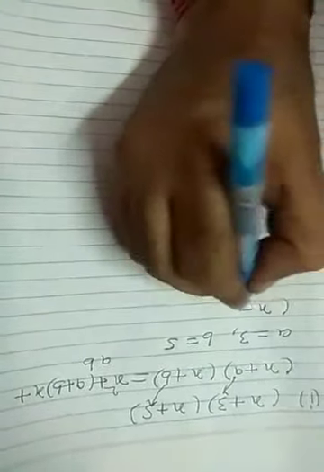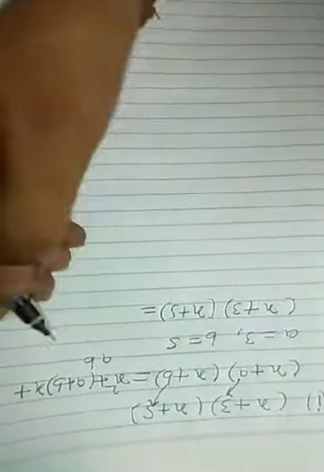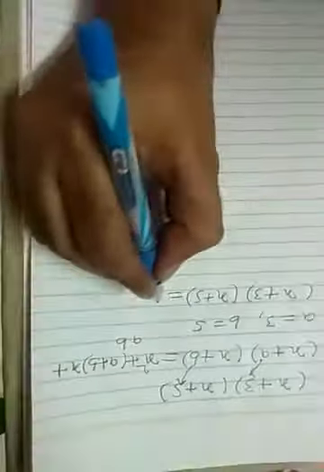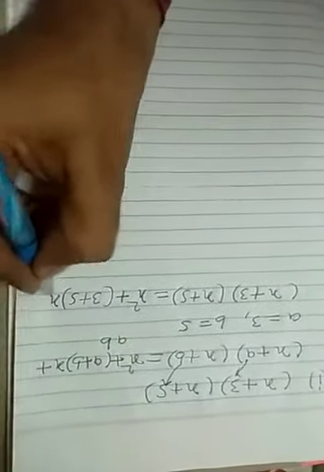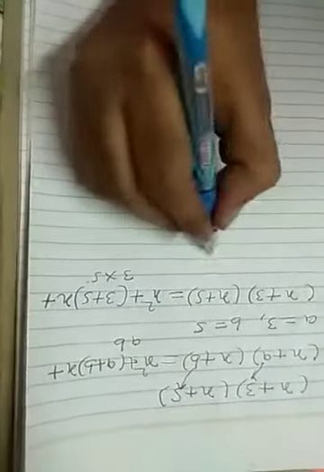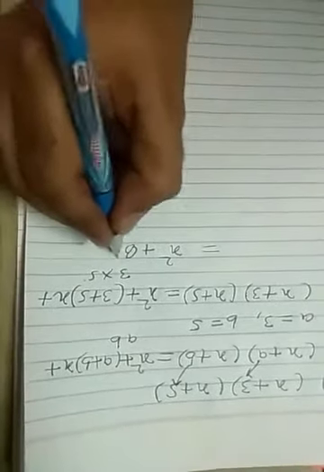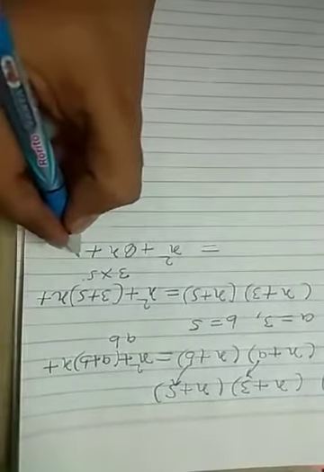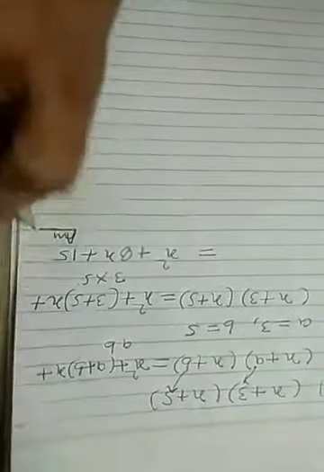So we get (x + 3)(x + 5) = x² + (3 + 5)x + 3 into 5. So we get x² + 8x + 15, and this one is the final answer.